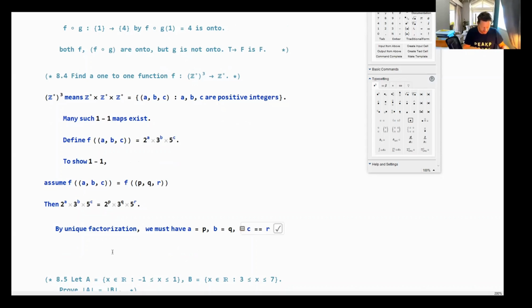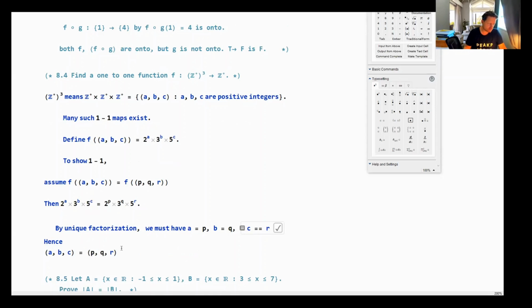Yeah, it's doing its Wolfram Alpha thing again. Okay, so then we make the conclusion that the points are the same: A, B, C is equal to P, Q, R. Hence, the points are the same. So this function is one-to-one. Okay, and let's turn this into a comment.